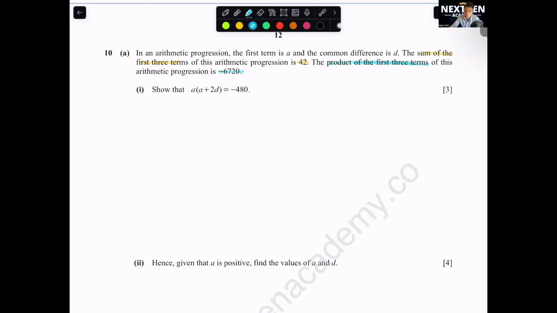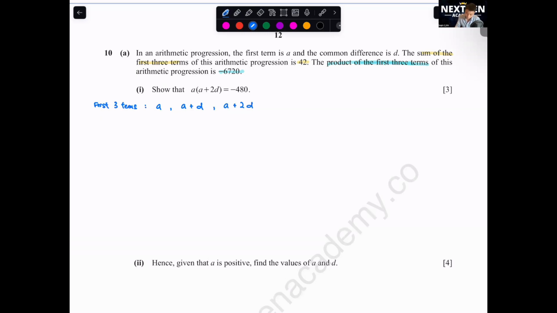Okay, let's write down the first 3 terms first. What's the first term, second term, and third term? This is an arithmetic progression. They only give us A and D. So can I write an expression as A, first term? Second term is A plus D, because I add D. Third term, I write as A plus 2D, because I add another D to it. Okay, so this is your first 3 terms.